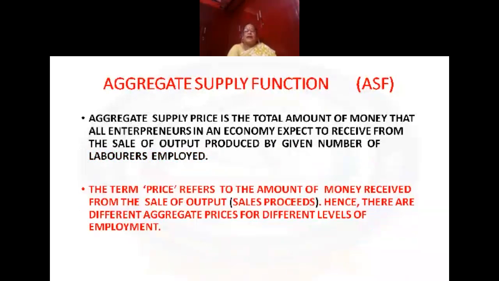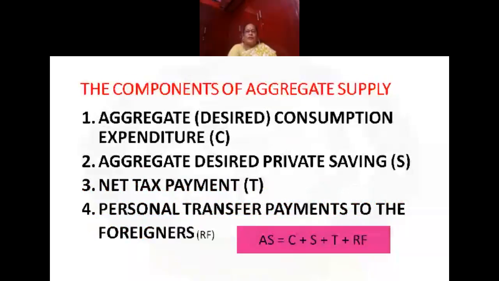Aggregate supply price is the total amount of money that all the entrepreneurs in an economy expect to receive from the sale of output produced by a given number of laborers employed. The term price refers to the amount of money received from the sale of output, that is, sale proceeds. Hence, there are different aggregate prices for the different levels of employment. What are the components of aggregate supply?